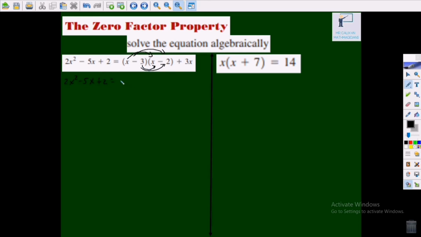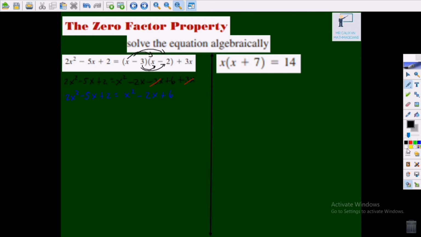X times x would be x squared. X times negative 2 is negative 2x. Negative 3 times x is negative 3x. And negative 3 times negative 2 is positive 6. And we copy the plus 3x that we had there. As you can see, you can simplify your 3x with the 3x, indicating that now you will have 2x squared minus 5x plus 2 is equal to x squared minus 2x plus 6.